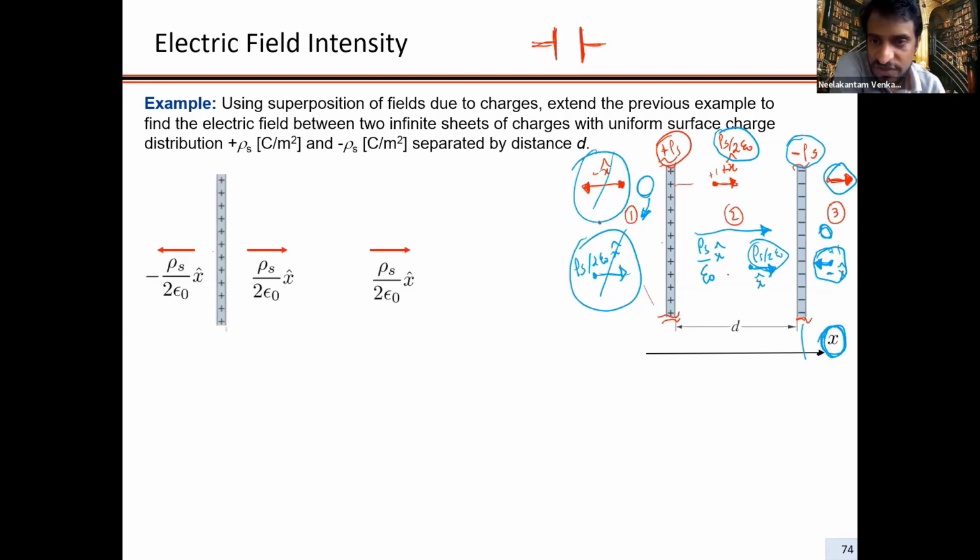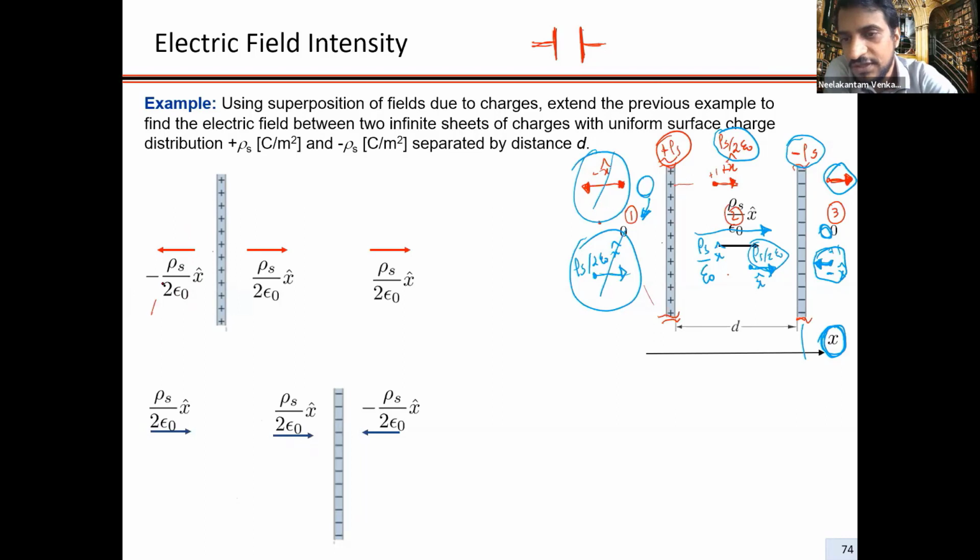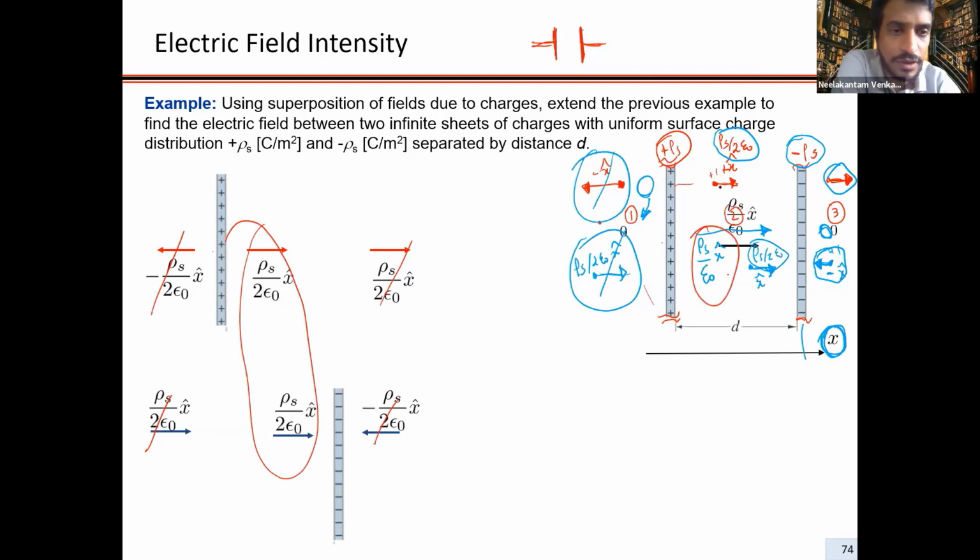So the superposition works like this: if you were to have this plate alone, you have rho s over 2 epsilon naught acting in the plus x direction, and rho s over 2 epsilon naught in the minus x direction to any point to the left. Similarly, if you have this plate alone, you see this phenomenon happening here. But now when you combine the two together, this term and this term will cancel each other. This term and this term will cancel each other, whereas this term adds up together, and that becomes rho s over epsilon naught in the x hat direction. So just now you figured out what is the electric field between two parallel plates.